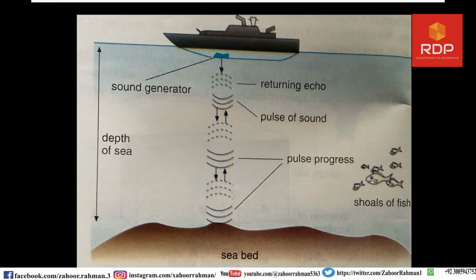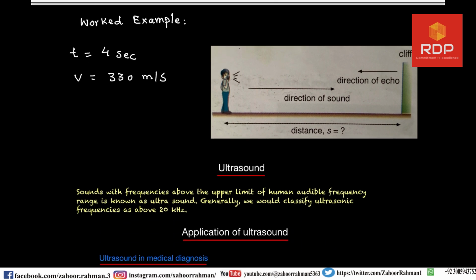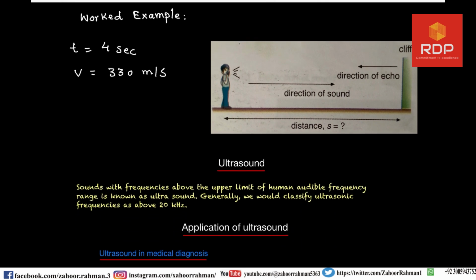So when the system is sending waves and receiving them again, the sound generator is noting the time of these waves, and after necessary calculation they can find the depth of the sea as well as the shoals of fish. So this is a very important use in the war arena. They are used to detect the position of mines. So let us explain this more with the help of a worked example.